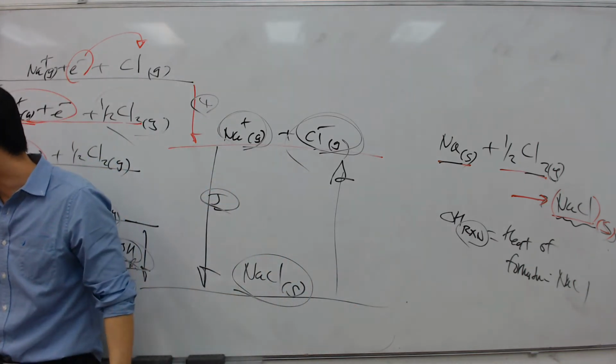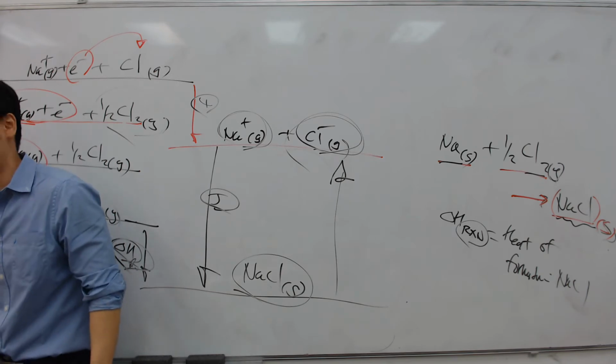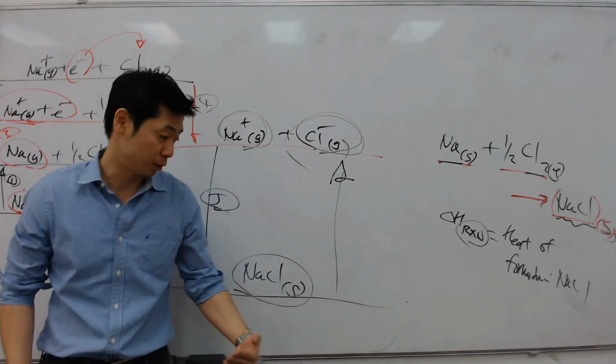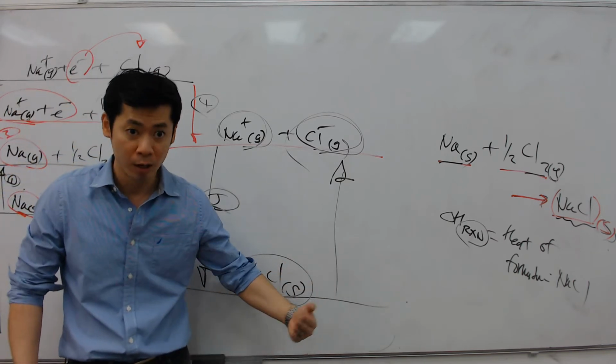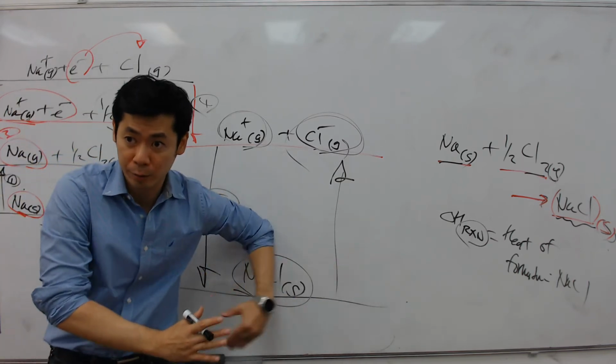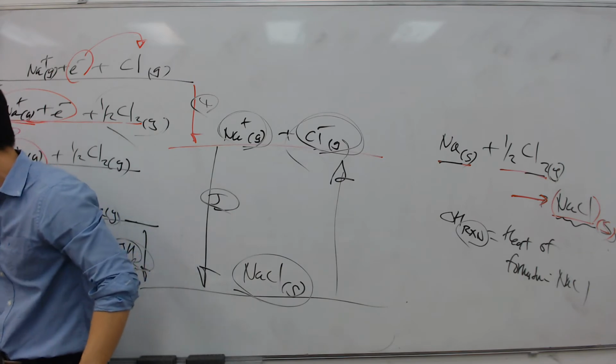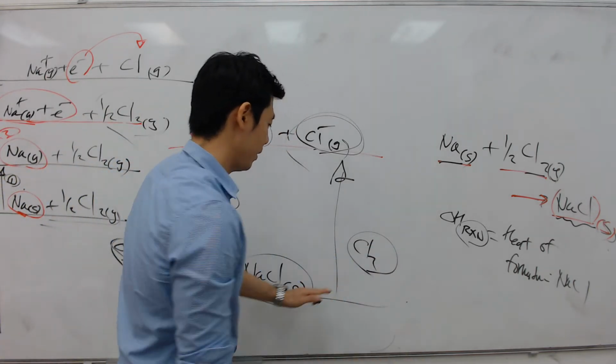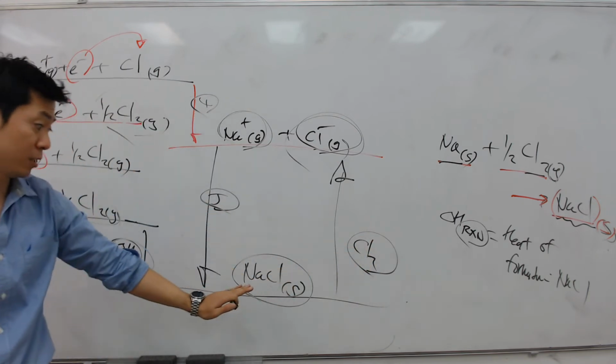So you can compare lattice energy to lattice energy: the strength of NaCl versus MgCl2. You can compare ionic bond to ionic bonding. You can compare those two, but you cannot cross compare, like Cl2 covalent bond versus NaCl bond.